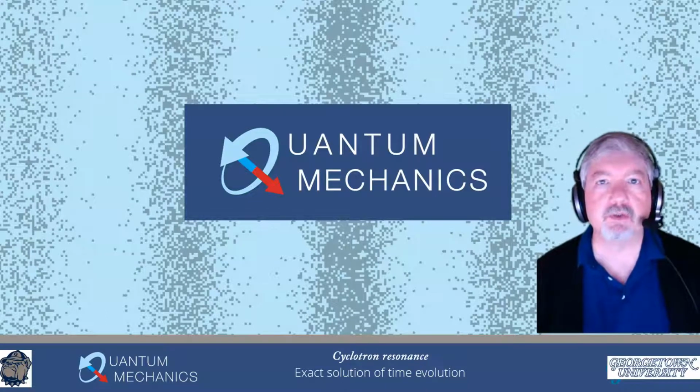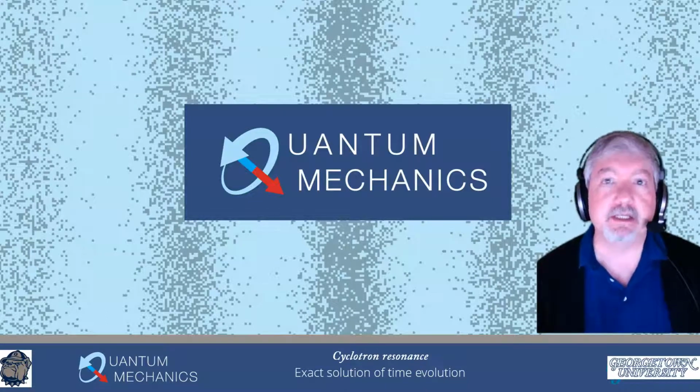Welcome to Lecture 2 of Module 9. In this lecture, we're going to be talking about cyclotron resonance. This is the mathematical treatment of what we covered in Module 2 on nuclear magnetic resonance and magnetic resonance imaging.